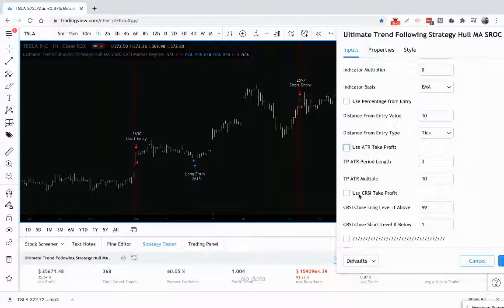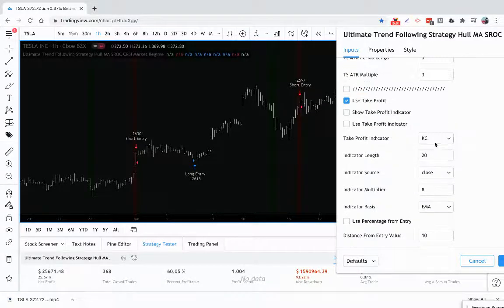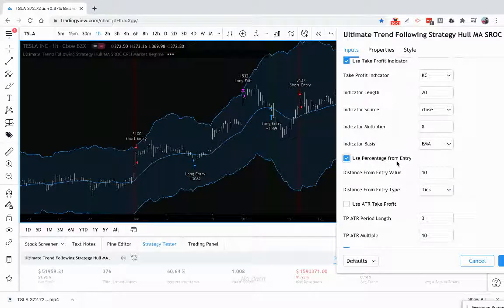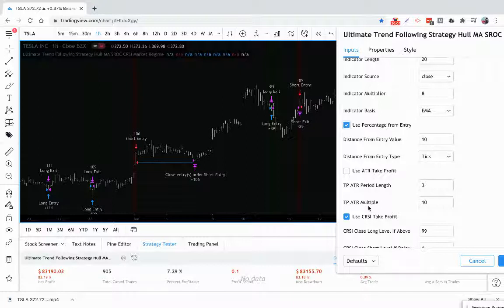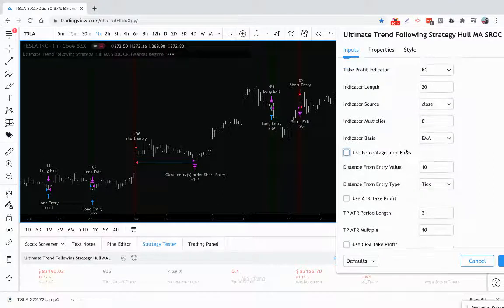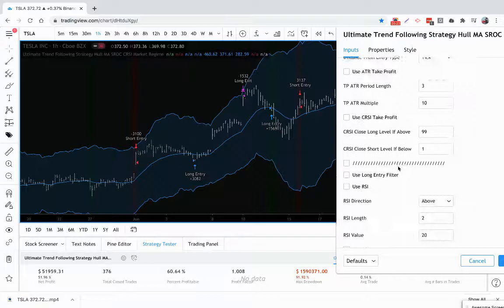You can also use a Connors RSI as a take profit. And the Connors RSI you can use with the ATR, with the percentage from entry, or even with the Keltner channels and Bollinger Bands. You can use it together with all of those. It won't interfere with those. So whatever happens first is how you'll be exited. You can use it with percentage from entry at the same time also. So you can use them all together or each by themselves. Actually you can, I'm sorry, you can use them all together. Whatever happens first is where you'll be exited on.